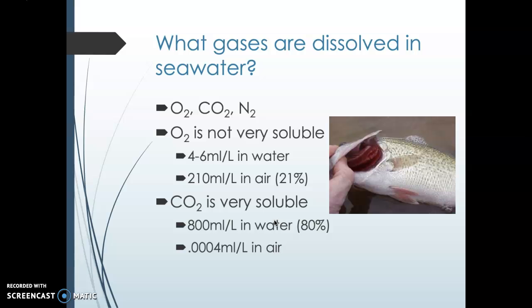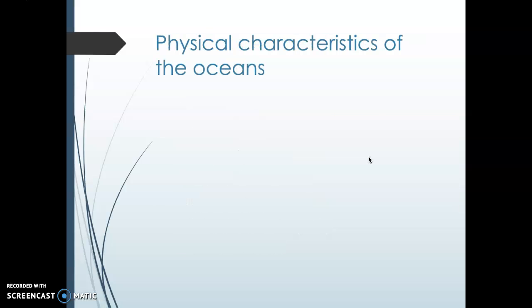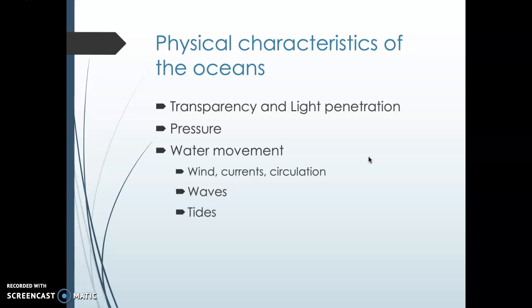And here's an example of what I mean by lots and lots of surface area for respiratory structures. You can see the gills look like feathers, and that's all that surface area. So let's talk about some other physical characteristics, mainly transparency and light penetration and pressure, as well as water movement.